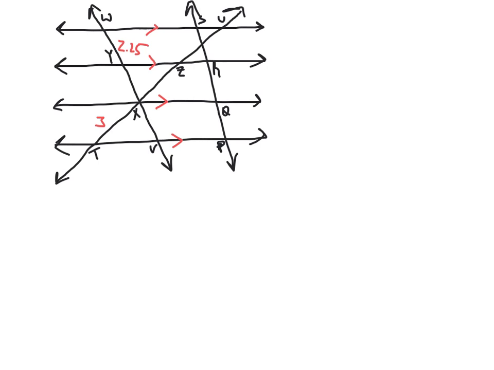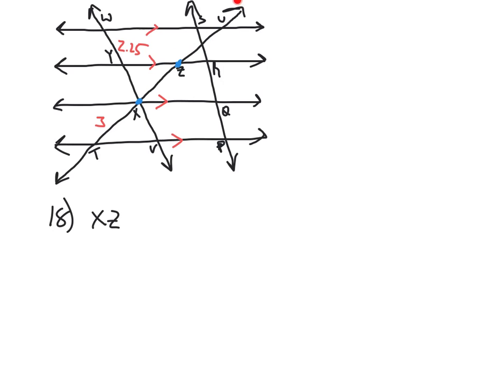Number 18 asks us to find the distance from X to Z. Okay, finding the distance from X to Z. So first off, let's just find where we're talking about here. We know that X is sitting right here, and Z is sitting right there. Now notice what line segment XZ is part of. That is part of this entire transversal here, right?